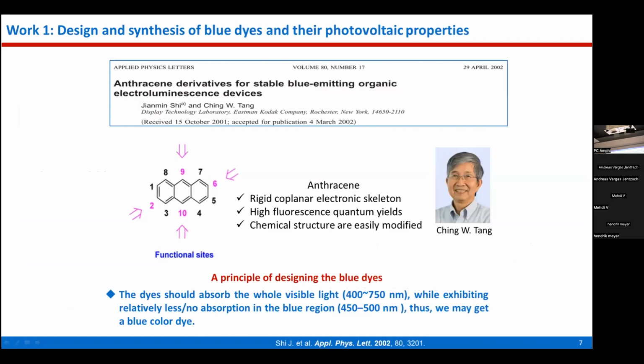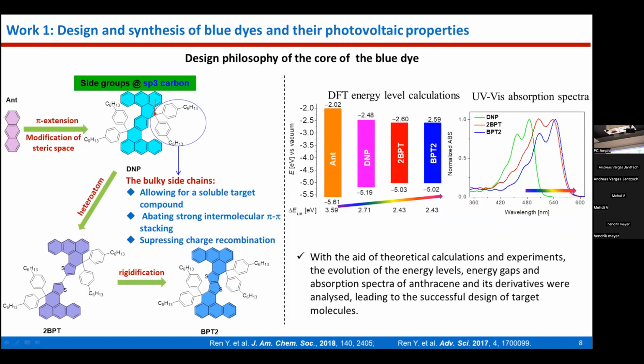First, I found that anthracene-based materials can help to achieve a stable OLED. Also, anthracene has many functional sites. That's why I selected anthracene as the main unit to hopefully achieve the blue photosensitizer. First, we should know the principle of designing blue dyes: the dye should absorb the whole visible light while exhibiting relatively little or no absorption in the blue region. Thus, we get the blue dye. This is the design philosophy of the core of the blue dye.